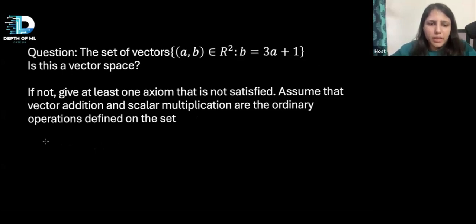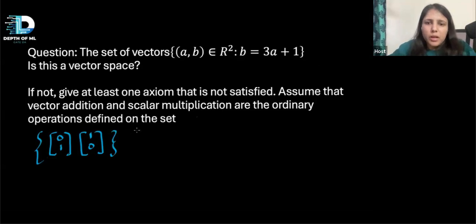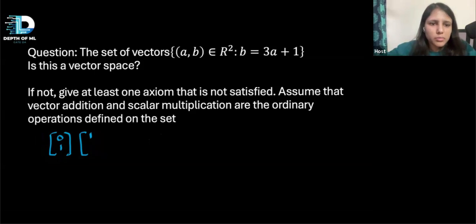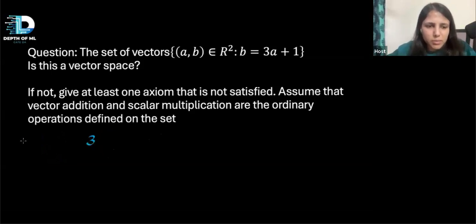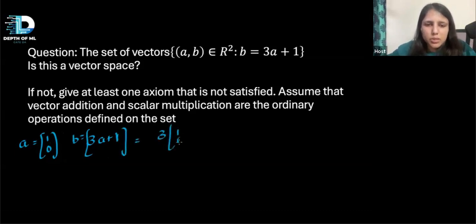Okay, so let me take some examples. I'm taking the standard vectors using which I can construct any vector in R2. So I've taken these two vectors which belong to R2. So what it's saying is my A is some value. So I maybe take 1, 0, right? And the B vector is actually 3A plus 1, which means 3 times 1, 0 plus 1.